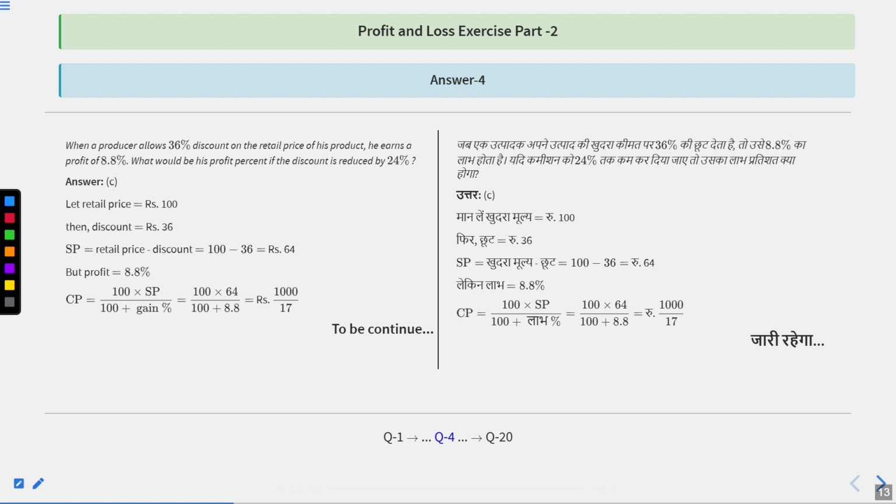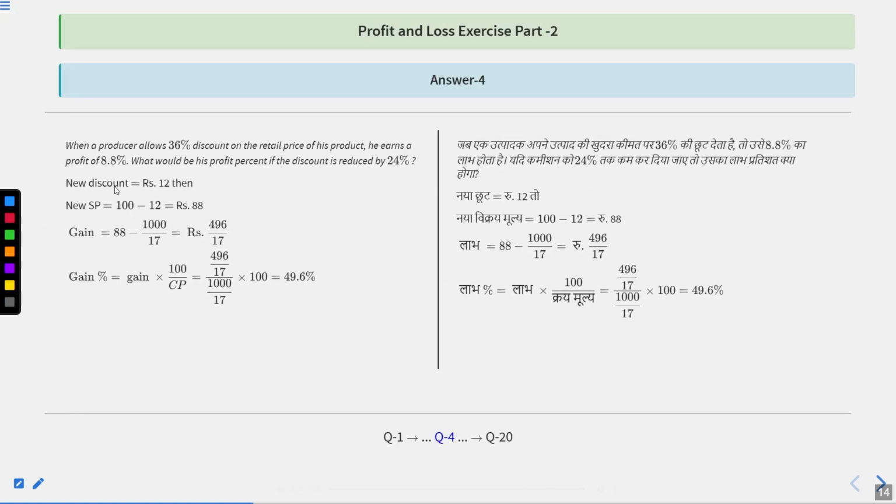First, we let the retail price be 100. So the discount given is 36%. Clear? So the SP is the retail price minus discount, which is 64. But he also gains a profit of 8.8%. So what will be the CP? CP will become 100 multiplied by selling price upon 100 plus gain, which becomes 1000 upon 17. So the solution is to be continued.